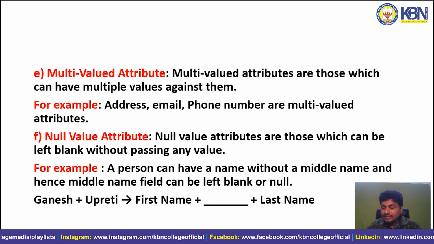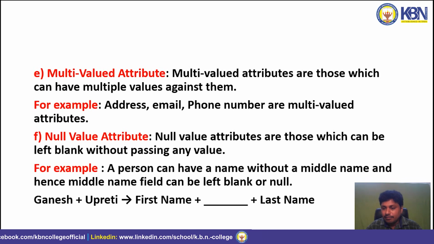Email: one of the persons or one of the customers has multiple emails. And at the same time, nowadays students or customers, whoever they may be, each member maintains different phone numbers. That means multiple numbers are there. So those we consider multi-valued attributes.